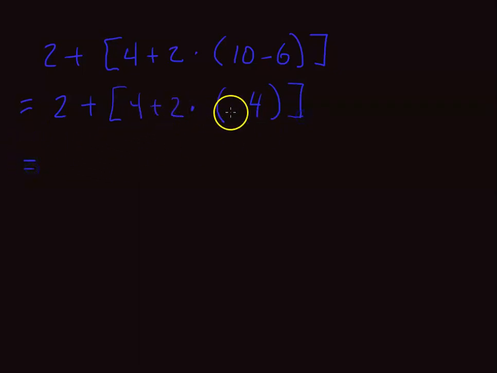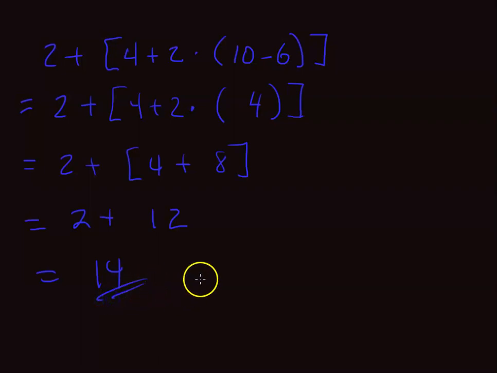Then the innermost here is the square brackets, but multiplication has precedence over addition. So 2 plus 4 plus 2 times 4 is 8. And then you do these parentheses. 2 plus 8 and 4 is 12. And 2 plus 12 is 14. So make sure you use the order of operations.